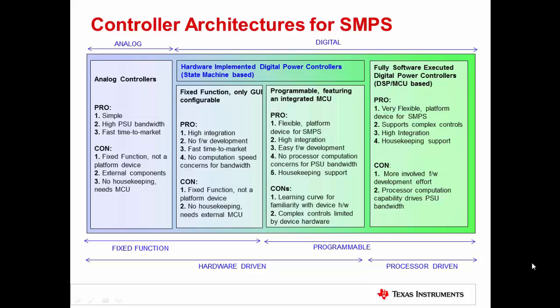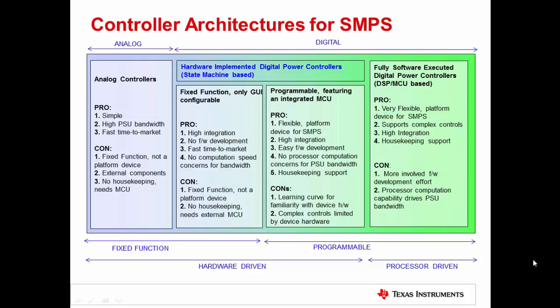And over in the middle, we have what are known as the hardware implemented digital power controllers. These devices employ dedicated hardware state machines to implement the high-speed power supply functions. The biggest advantage of doing this is that the processor is not involved in any of the high-speed functions. As a result, the processor's computation capability is not a concern for the power supply bandwidth.